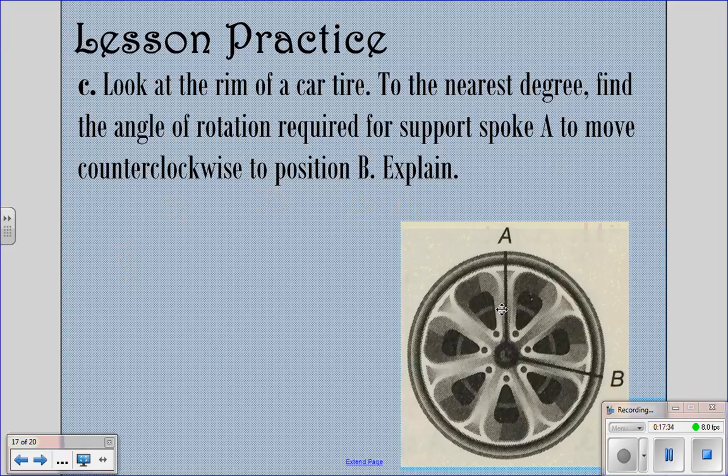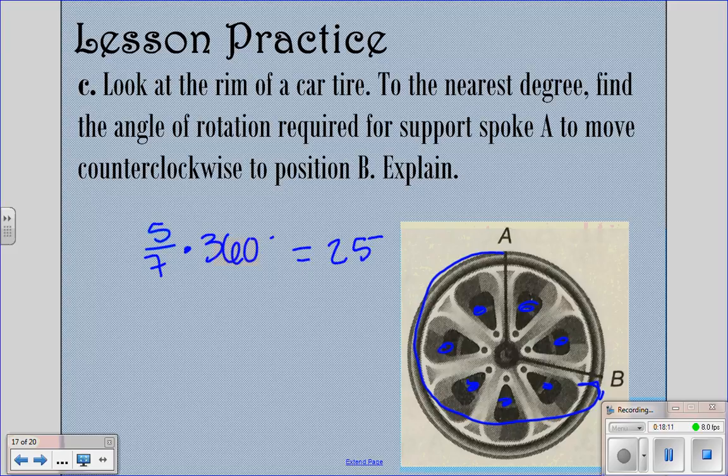Okay, so looking at one more practice problem, we've got the rim of a tire. To the nearest degree, find the angle of rotation required for spoke A to move counterclockwise to position B. So counterclockwise is going this direction. And so if you look, we have 1, 2, 3, 4, 5, 6, 7. And ours is going 5 of those. So we are going 5/7 of 360. And if you multiply 5/7 times 360, you should get approximately 257 degrees. And so that would be your answer there.